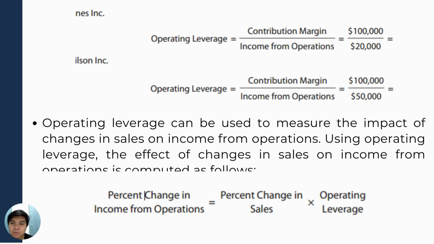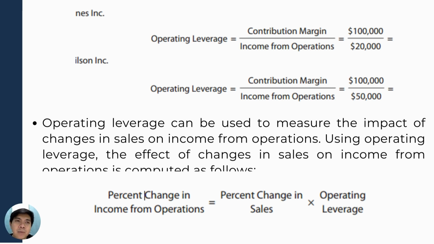Operating leverage can be used to measure the impact of changes in sales on income from operations. Using operating leverage, the effect of changes in sales on income from operations is computed as follows: percentage change in sales times operating leverage, which would result to percent change in income from operations.